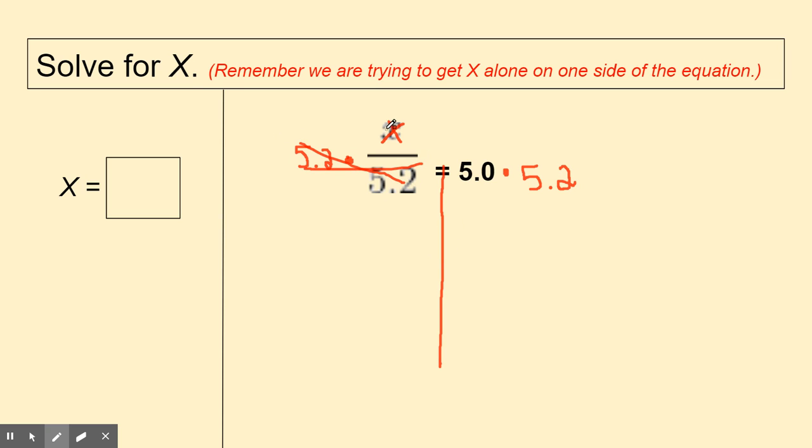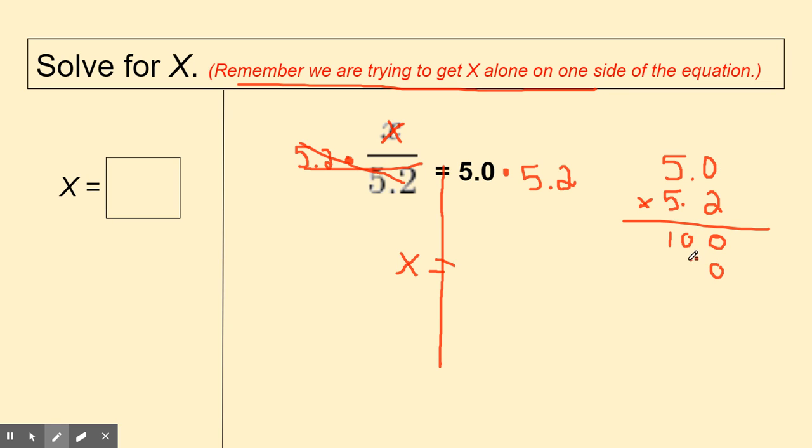Those cancel each other out. Now we're just left with our x on the one side. And that's what our goal is. We're trying to get x alone. Now we just need to solve 5.0 times 5.2. If we think back to our multiplying decimals unit, we can write them out. 2 times 0 is 0. 2 times 5 is 10. Add a 0. 5 times 0 is 0. 5 times 5 is 25.